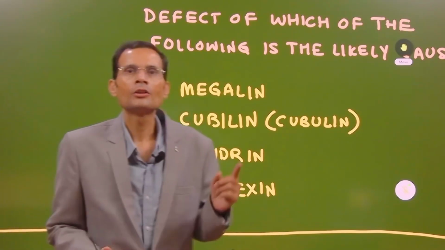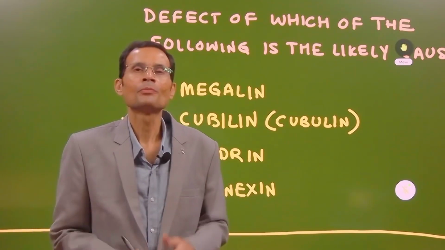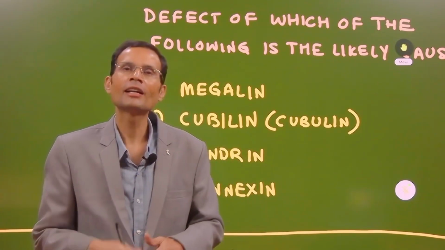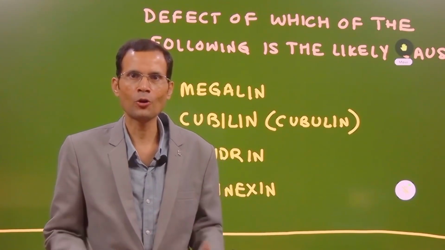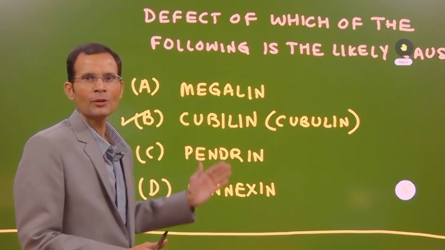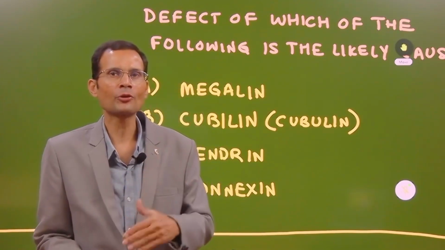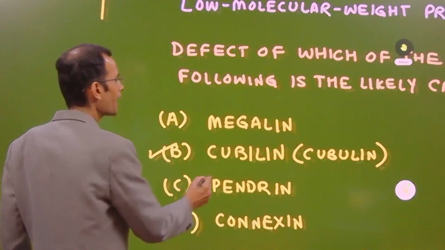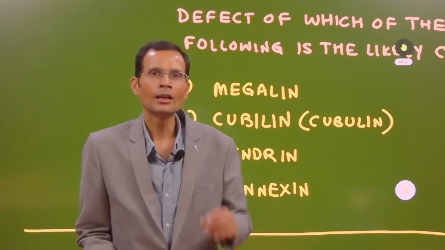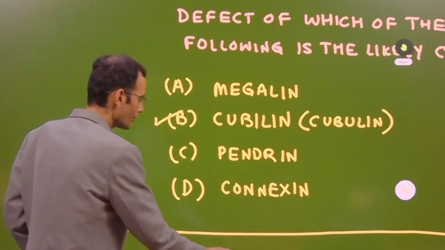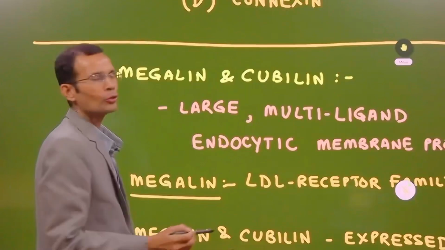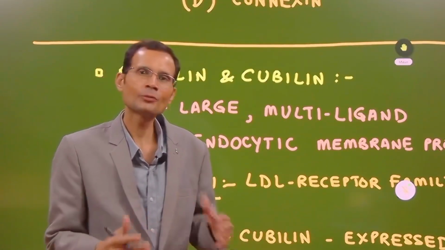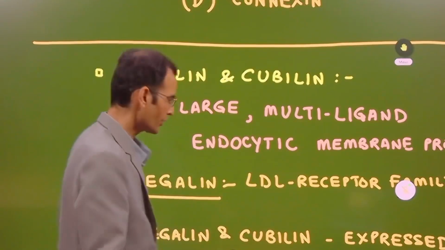Pendrin. You know what is pendrin? Of course you know. Pendrin is involved in the transport of iodine into the thyroid gland and the subsequent synthesis of thyroid hormone. From the data given, it doesn't appear to be a thyroid related disease. So these 2 can be ruled out, and that leaves us with the 2 options, megalin and cubilin. The answer is cubilin. So let's find out why the answer is cubilin, what is megalin and cubilin, and then we can discuss the pathophysiology of this particular defect.